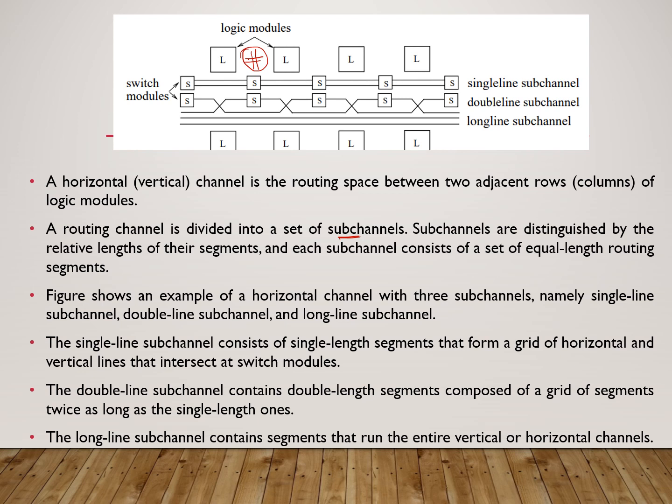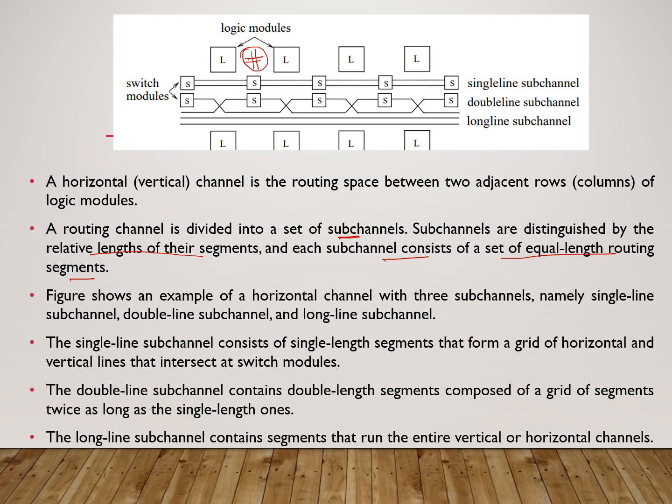Sub channels are distinguished by the relative length of their segments. Depending upon the relative length of their segments, the sub channels are distinguished. Each sub channel consists of a set of equal length routing segments. Here it is equal length, but in the case of row-based architecture, unequal length segments are used.